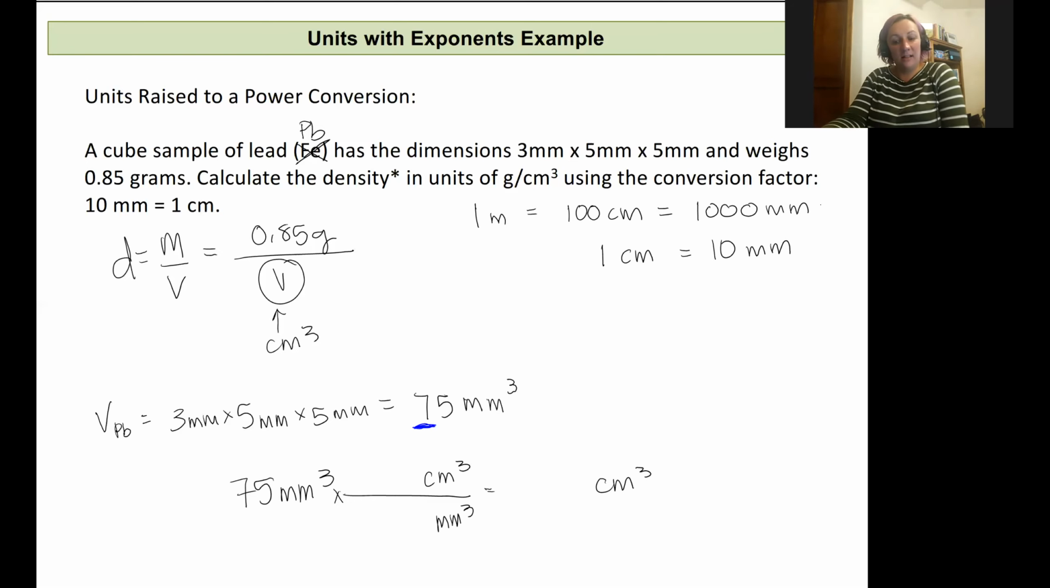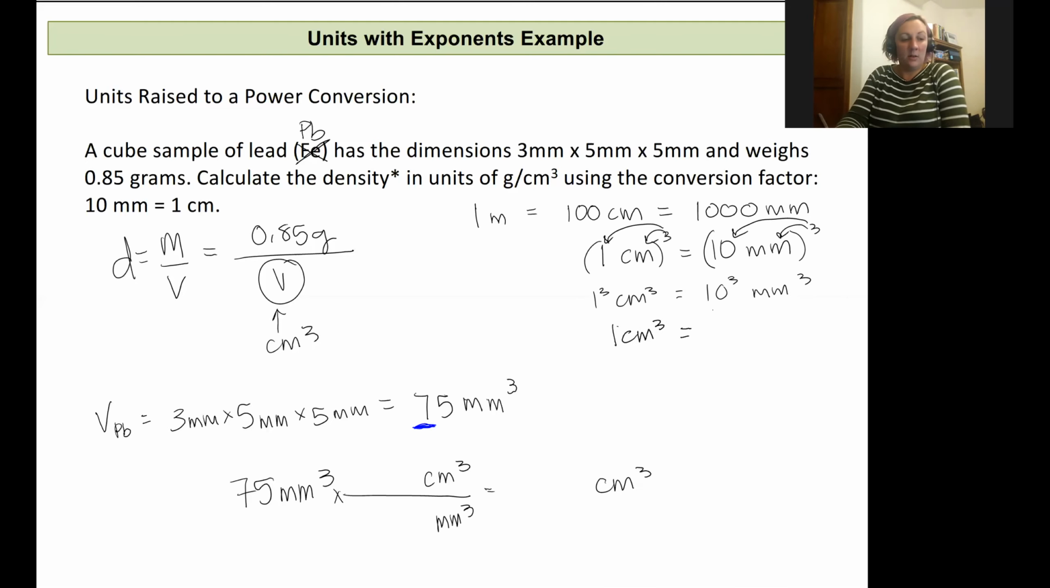But that's just in one dimension. So I would have to cube this whole thing on both sides of my equality. And then I would distribute that 3 out to both the unit and the value. So I would have 1 cubed centimeter cubed is equal to 10 cubed millimeters cubed. Now that's going to reduce down to just 1 centimeter cubed is equal to 1,000 millimeters cubed. Now I have a conversion factor.